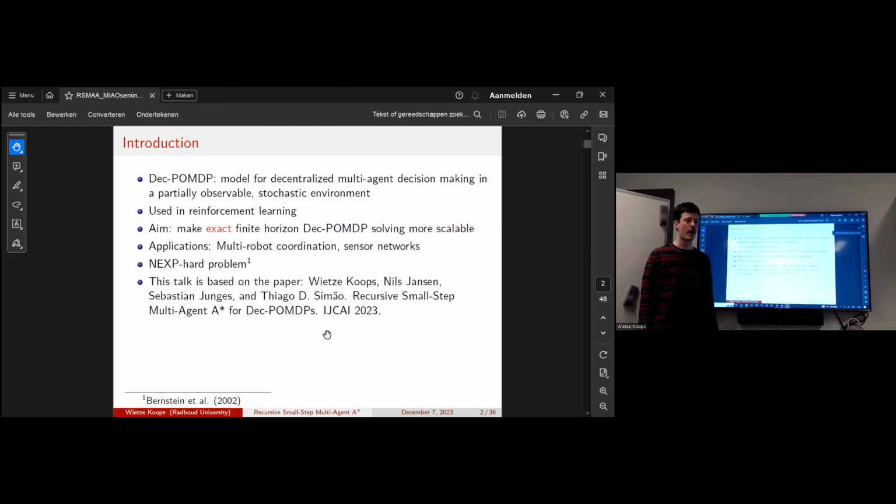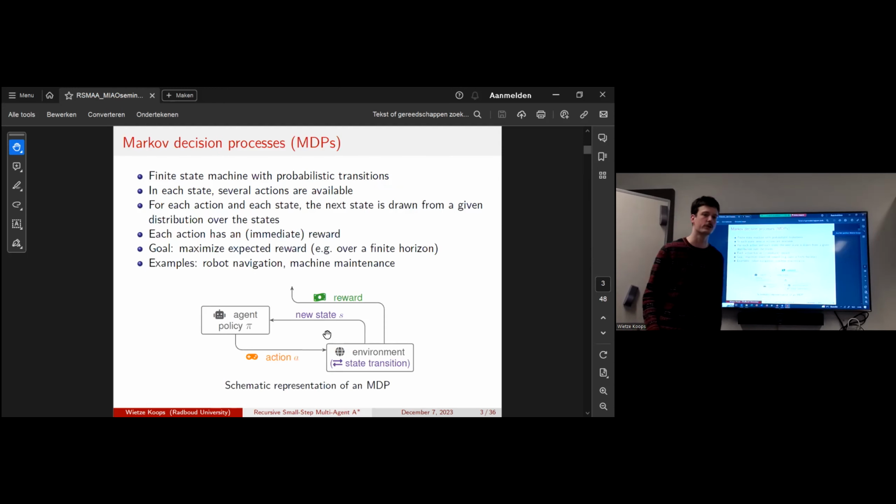Exact finite horizon Dec-POMDP solving is an NEXP-hard problem. In that sense, if you're interested in combinatorial optimization, we have a lot of NP-hard problems, but we know that we can typically solve them much better than the exponential complexity suggests. That is also the case here: by exploiting structure and symmetry, we can do better than what the double exponential complexity would suggest. This talk is based on the IJCAI paper of this year, and I'll introduce the models in more detail.